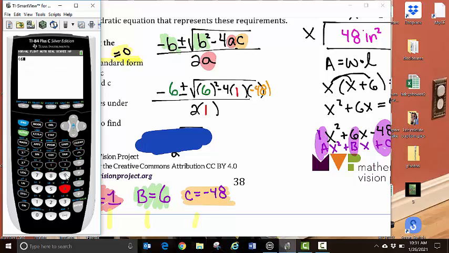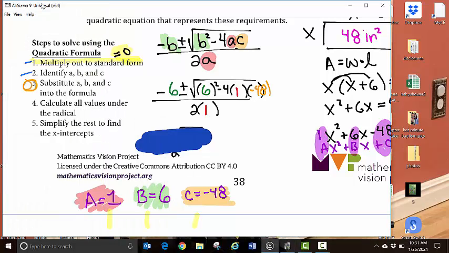Parenthesis 6, parentheses squared, minus 4 times 1 times negative 48. And you should have gotten 228. Make sure you can do that. For time's sake, I would normally make you do it, but we get 228. So my equation becomes negative 6 plus or minus the square root of 228, and then divided by 2.